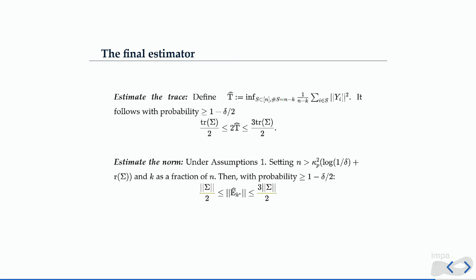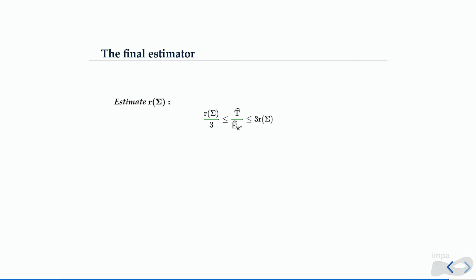Or since we have this PAC-Bayesian lemma, we can use an estimator of this form, like the infimum over the index set S of size n minus k of the sum of the squared norm of Y a. Then it follows that with probability 1 minus delta half, we have an estimator for the trace. Using the things that we have until now, but considering k as a fraction of n, we can also estimate the operator norm. So now we have an estimator for the effective rank.